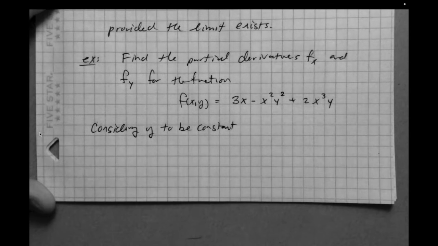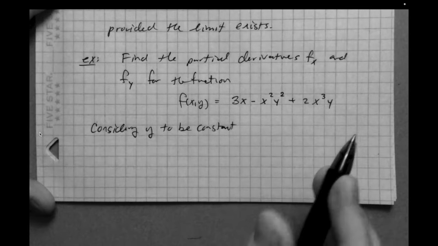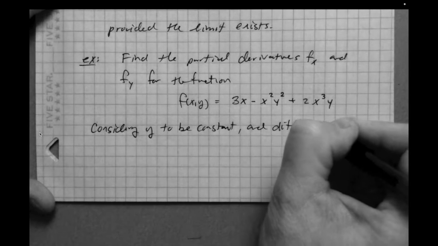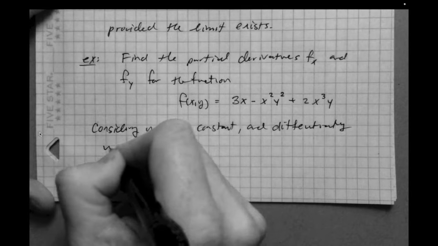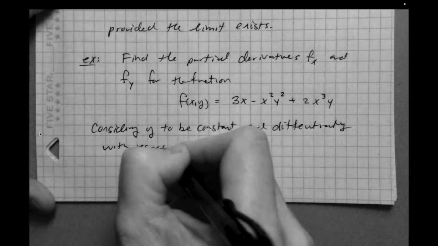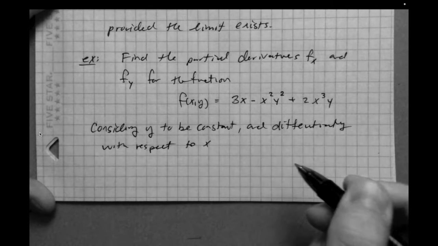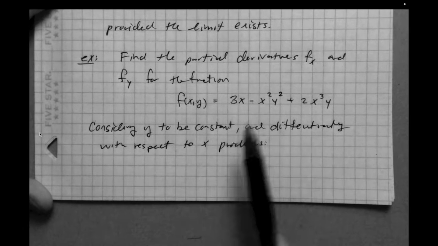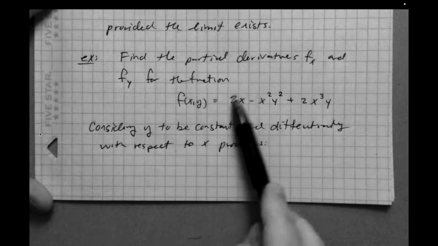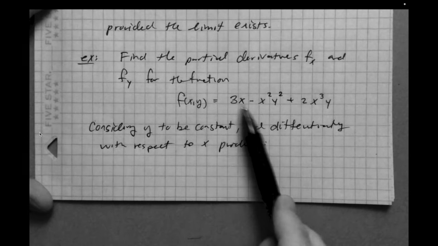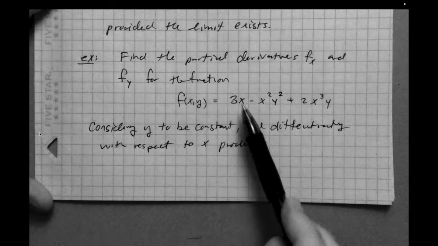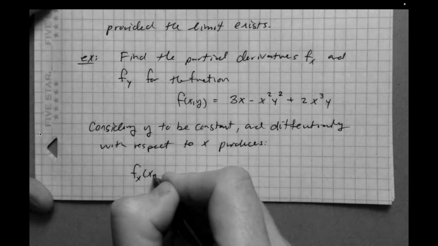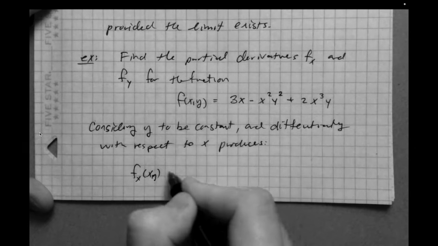So considering y to be constant and differentiating with respect to x, okay, produces what? Well, the first term here, 3x, so that's 3 times x. We're differentiating with respect to x, so that just becomes a 3, right? So this would be 3.